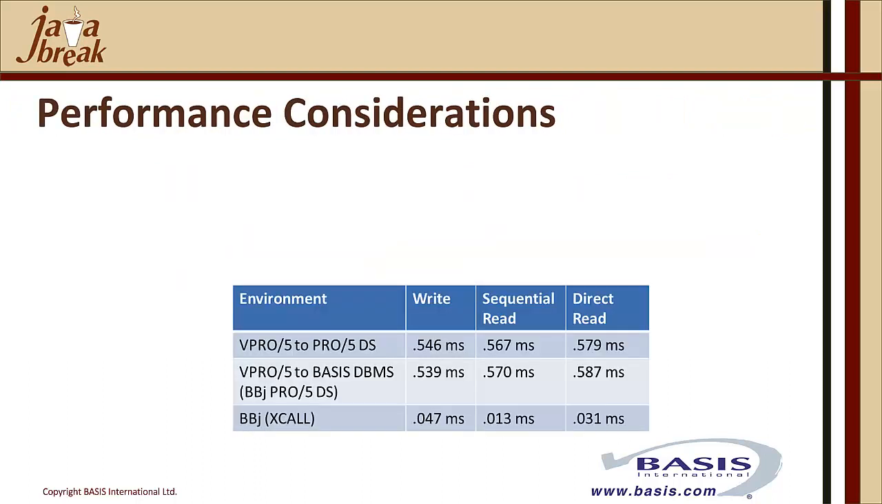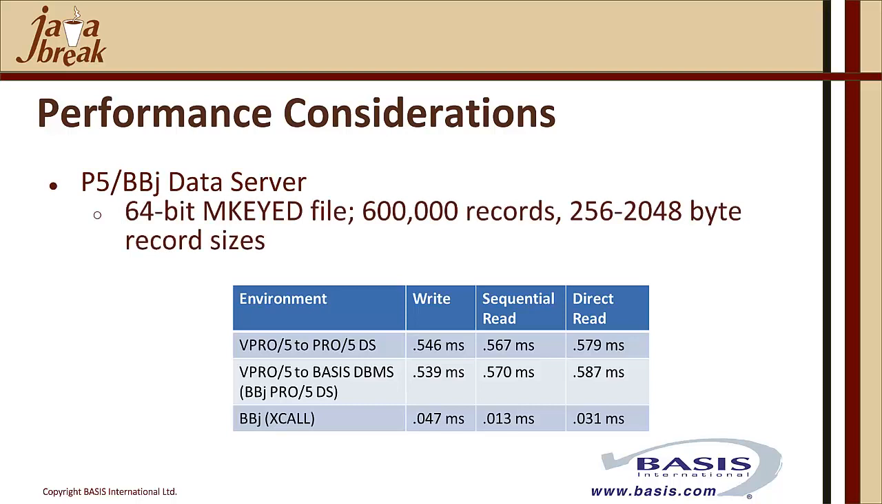Some performance considerations. This is a fairly useful chart. For the BBJ Pro5 data server, we've used here a 64-bit mkeyed file with 600,000 records with between 256 and 2048 byte record sizes, and just run through a fairly standard preliminary write, sequential read, and direct read. So a very simple test, but you'll see the performance is comparable between Visual Pro 5 to Pro 5 data server, and in fact in a couple of cases it's better performance.